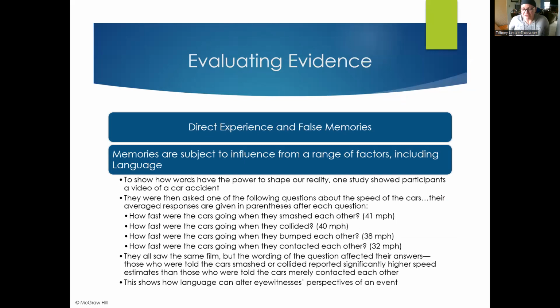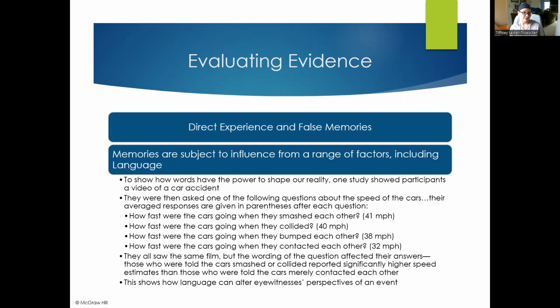So here's a group of students who were shown a video of a car accident. Afterwards, they were split into 4 smaller groups, and each smaller group was asked a question about the speed of the cars. Except the language used in each of the 4 questions was a little different. And you can see how the results varied. The average answer they gave varies depending on the language used in the question. So, for instance, the group that was asked how fast the cars were going when they smashed each other said 41 miles an hour.